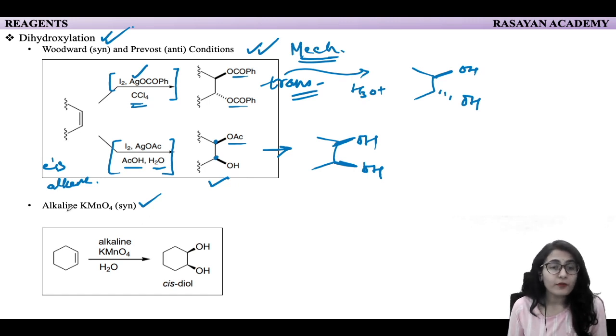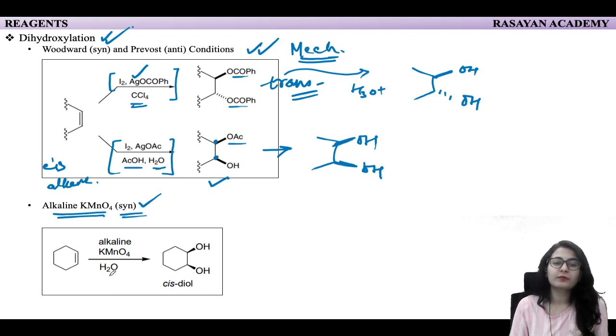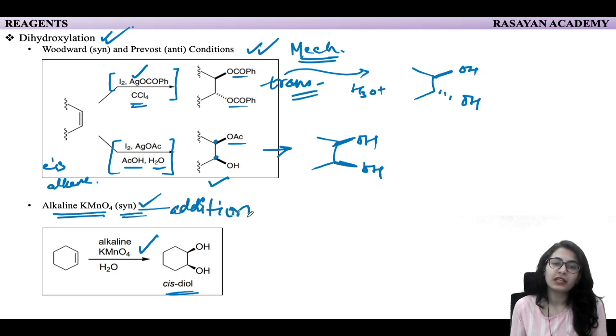Okay, moving onwards, alkaline KMnO4 also gives you syn addition just like osmium tetraoxide, and we have also done this before in the previous slides. Alkaline KMnO4 oxidizes the alkene to give you a cis diol, and it is a syn addition reaction, that is both of the oxygens will attach on the same side.